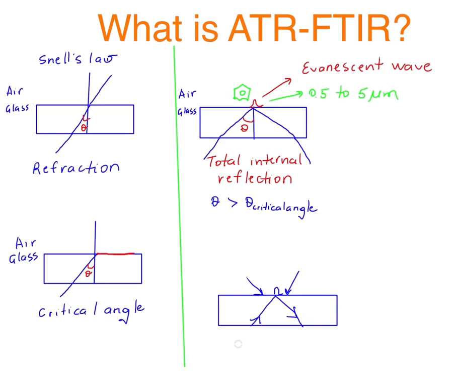So, final takeaway in summary: ATR FTIR works by using total internal reflection inside a high refractive index crystal to generate an evanescent wave at the interface between the crystal and the sample. The evanescent field penetrates a few micrometers into the sample and excites the molecular vibrations, and it loses energy when the absorption occurs. So this is how ATR FTIR works.